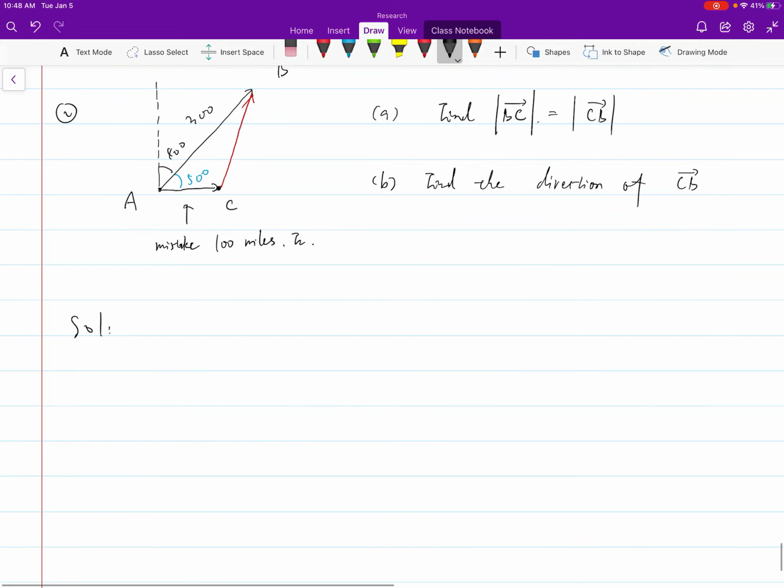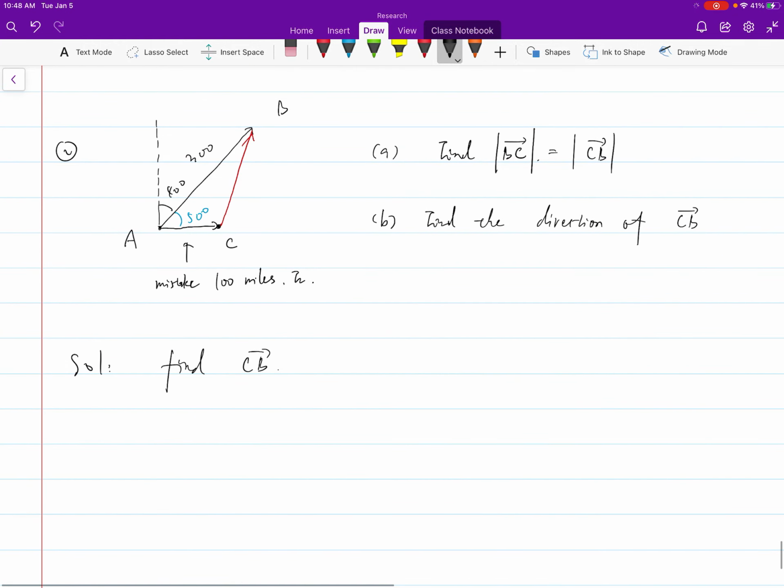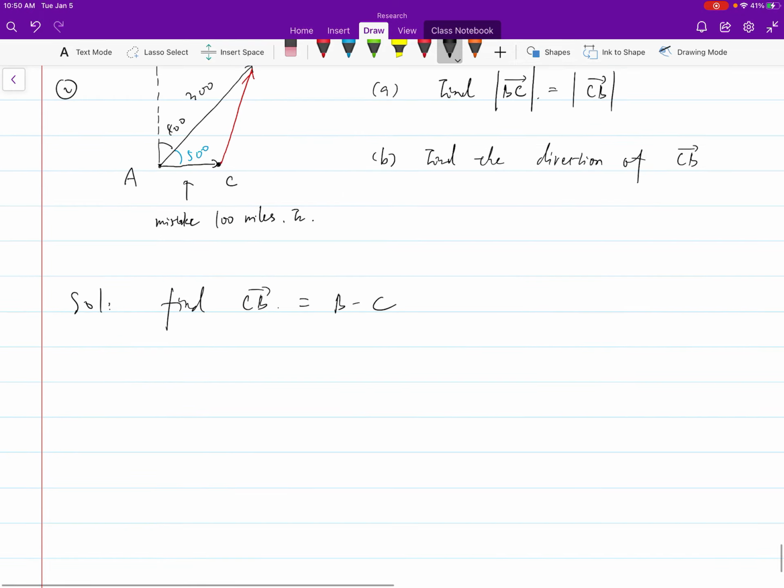Okay? Now let's solve it using vectors. The key is find CB. The rest is try to find the magnitude and direction of CB, which is easy. So find CB first. But how do you find CB? Well, CB is a vector. You can simply find C and then minus B. And that would work. Okay, so points minus the points, ending minus, take it back. Point B minus point C, ending minus starting.